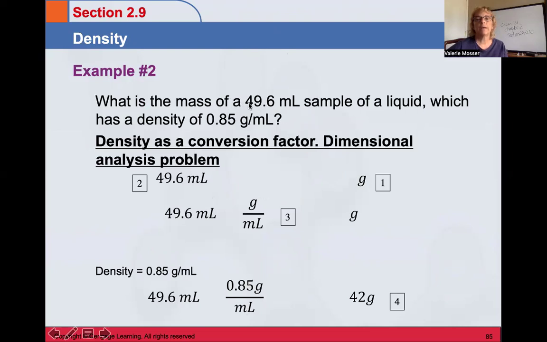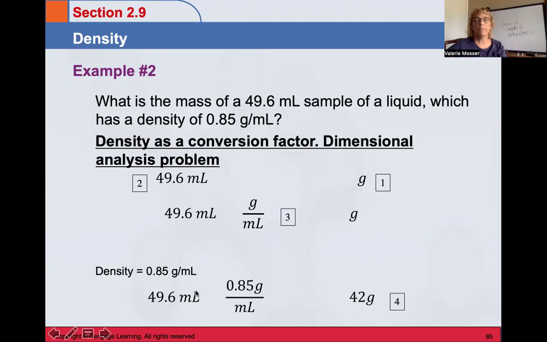What is the mass of a 49.6 mL sample of a liquid, which has a density of 0.85 grams per mL? Well, we're going to start with our 49.6 mL, because that's what they're giving us to start with. We're trying to calculate grams. So we're going to write our conversion factor in the middle, write our line here. We're going to put mL on the bottom and grams on the top. So we're trying to get rid of the mL. We're trying to introduce the grams. We have this conversion factor that's been given to us, the 0.85 grams in a mL. So the 0.85 goes with the gram, and the mL just goes on the bottom.